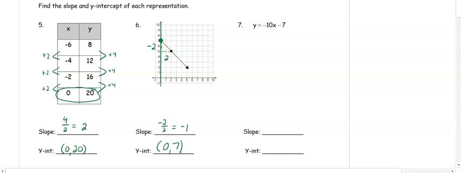In number 7, we have a function rule. Remember, in a function rule, your slope is found in front of the variable, so our slope is -10. The number by itself is the y-intercept, so (0, -7). Always write it as a coordinate.